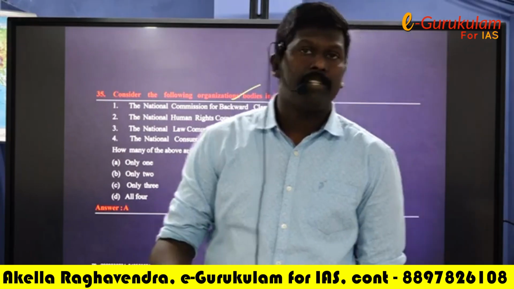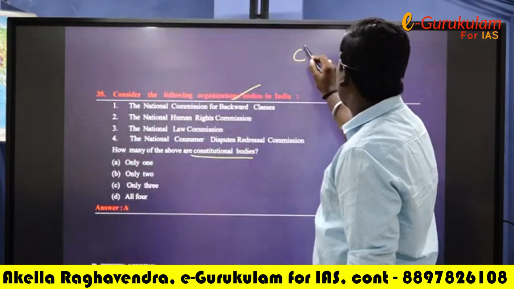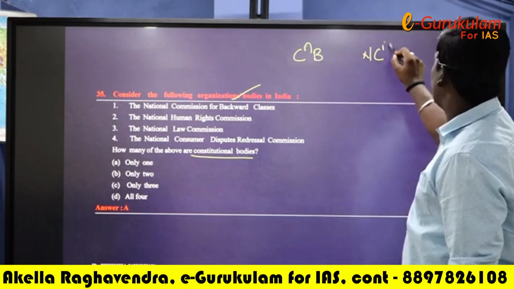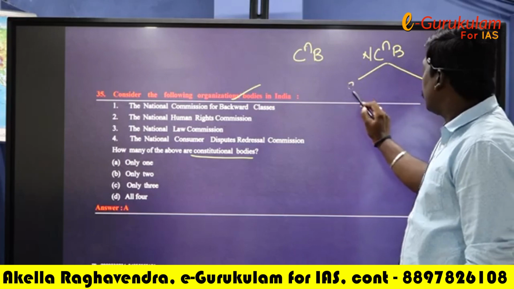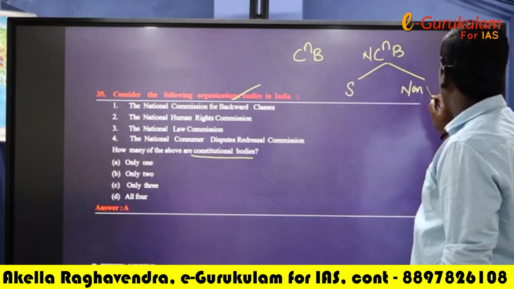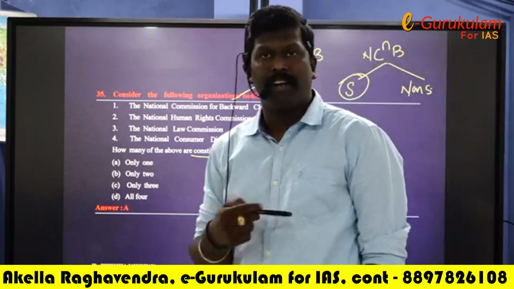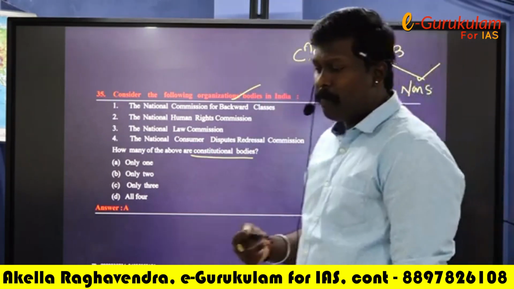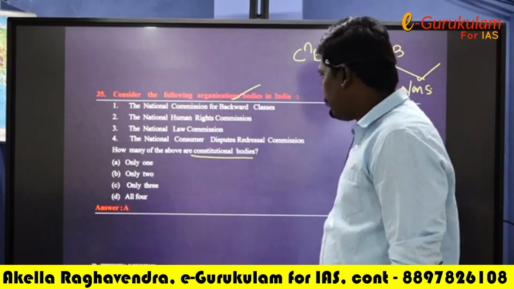These bodies can be differentiated into two ways: constitutional bodies and non-constitutional bodies. Non-constitutional bodies are further divided into two ways: statutory and non-statutory bodies. Any body established by a law made in the parliament or state legislature is a statutory body. Any body established by an executive order is a non-statutory body.